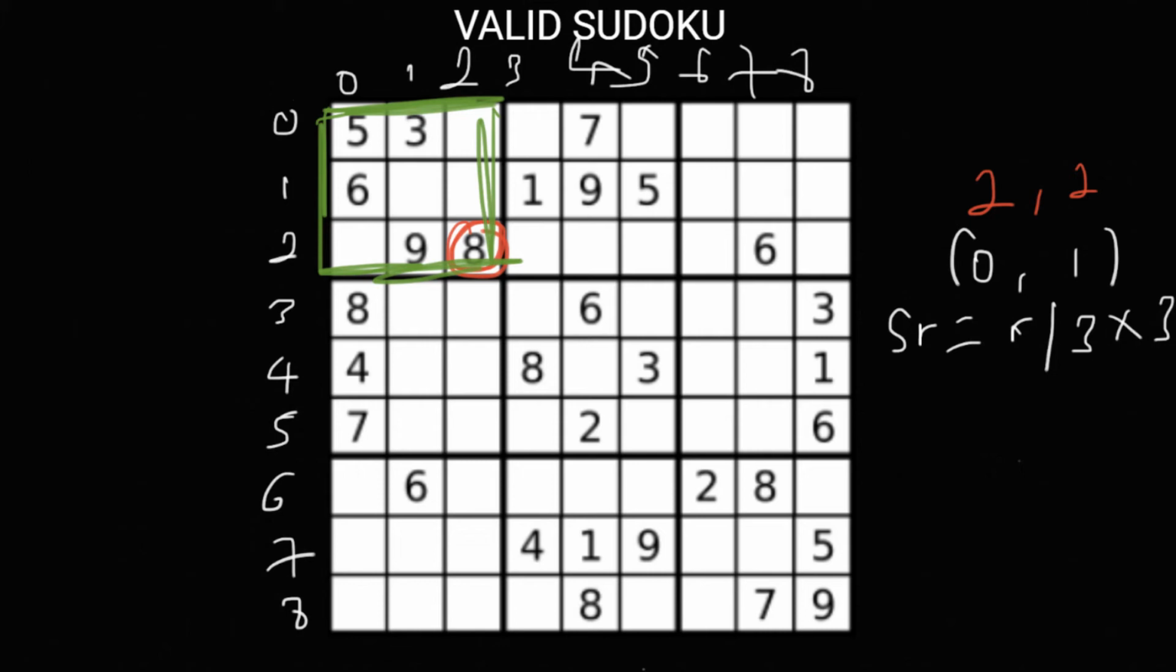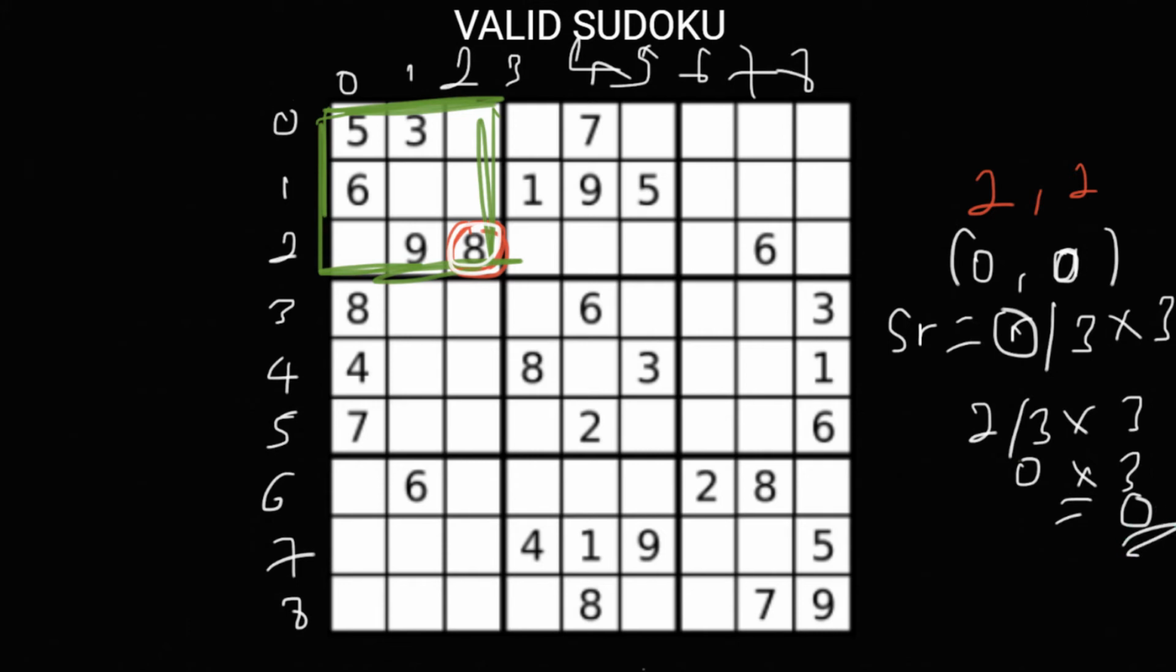The current row that we're at is 2, for the cell of value 8. Divided by 3, that's an integer division. What's this going to give you? It's going to give you 0. Times 3 gives you 0. So we already got 0 for the start row, and now we do the same thing for the start column.